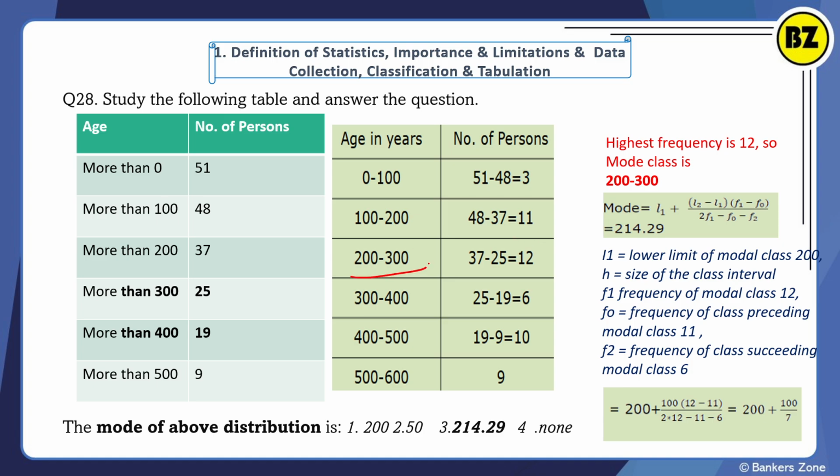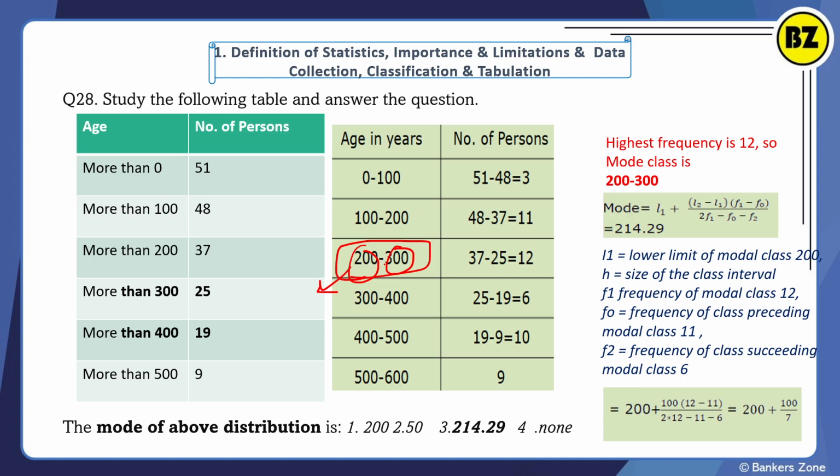So this is the mode class. L1 will be 200. What is then L2? L2 is the highest limit, and L1 is the lowest limit.